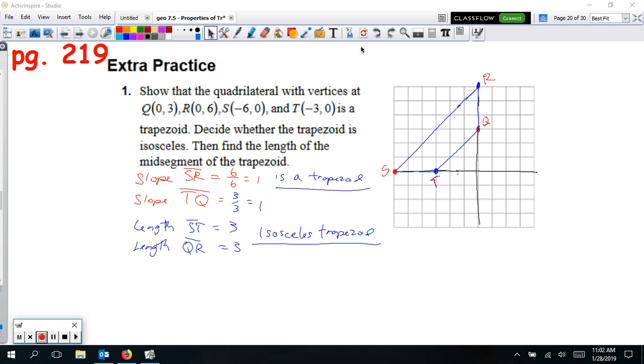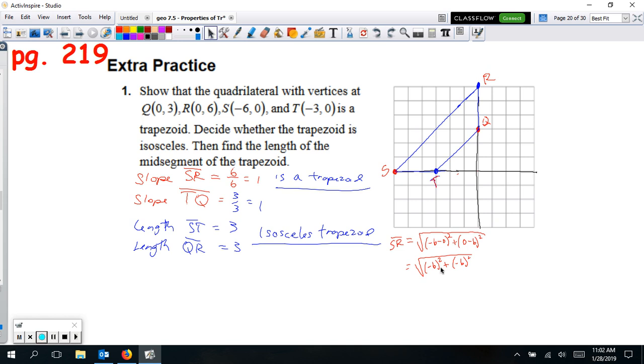Let's start with finding the length of SR. Under one big square root, we're going to subtract the x's: negative 6 minus 0, that's S and R, these two. And then 0 minus 6 for the y's. Squaring each of those, you get negative 6 squared plus another negative 6 squared, which is 36 plus 36.